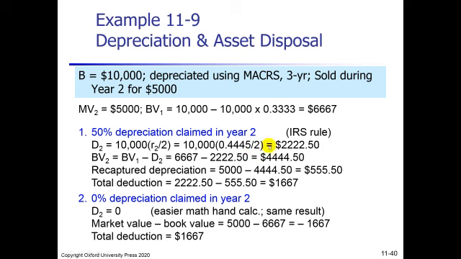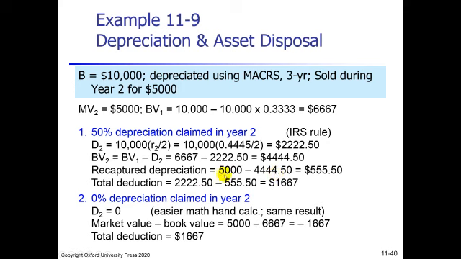So now our book value, we take off the amount that's depreciated from our previous book value. So we previously had $6,667. We're going to take away from that the $2,222.50, and that leaves us with a book value of $4,444.50. Now, because we are selling this for more than our book value, that means we had a gain. That means that we have to recapture some of the depreciation that we'd already previously applied. And so in this case, we're going to have to recapture $555.50 because that's how much more we sell the item for. That's how much more its market value is than what it was depreciated to.